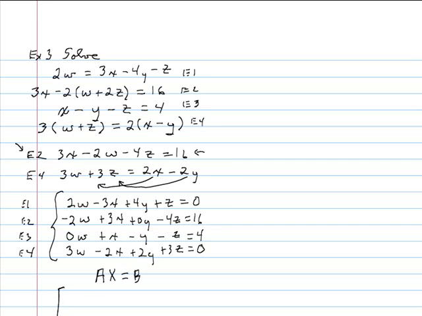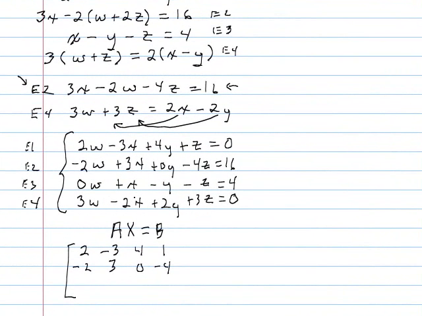coefficient matrix A, I actually put it in location D. But to pull off the coefficients, you get 2, negative 3, 4, 1, negative 2, 3, 0, negative 4. Third equation, 0, 1, negative 1, negative 1. And last equation, 3, negative 2, 2, 3.